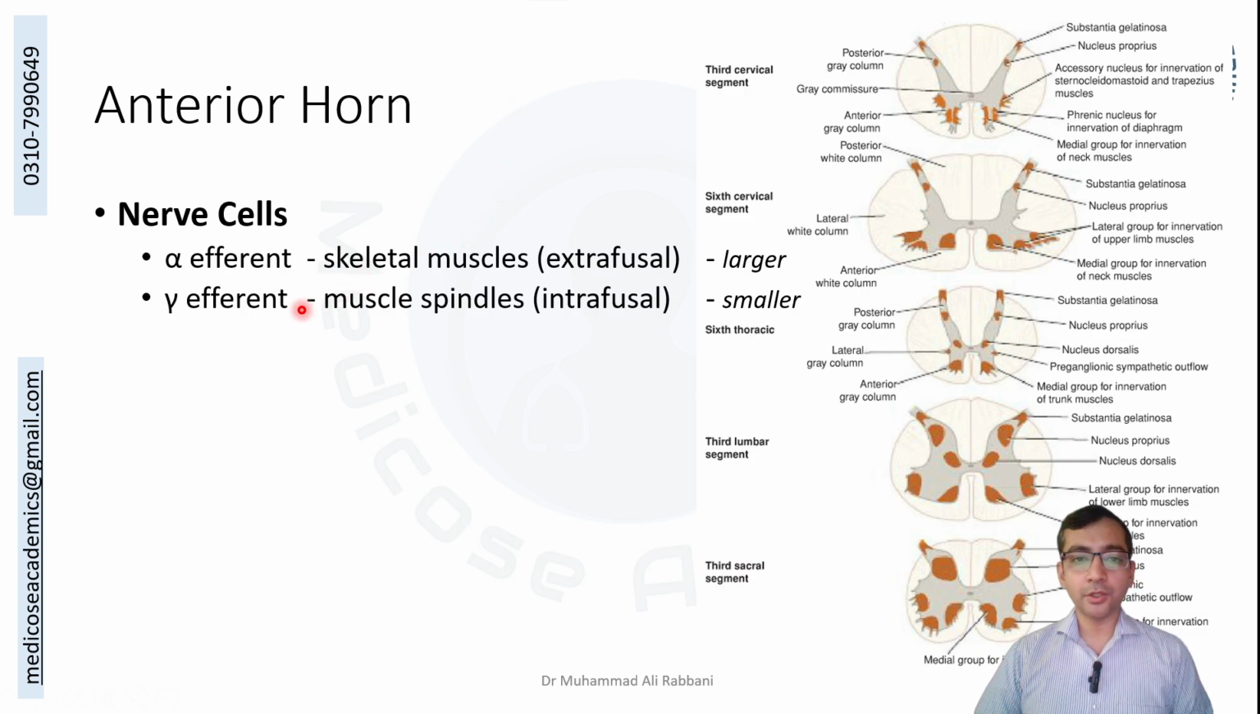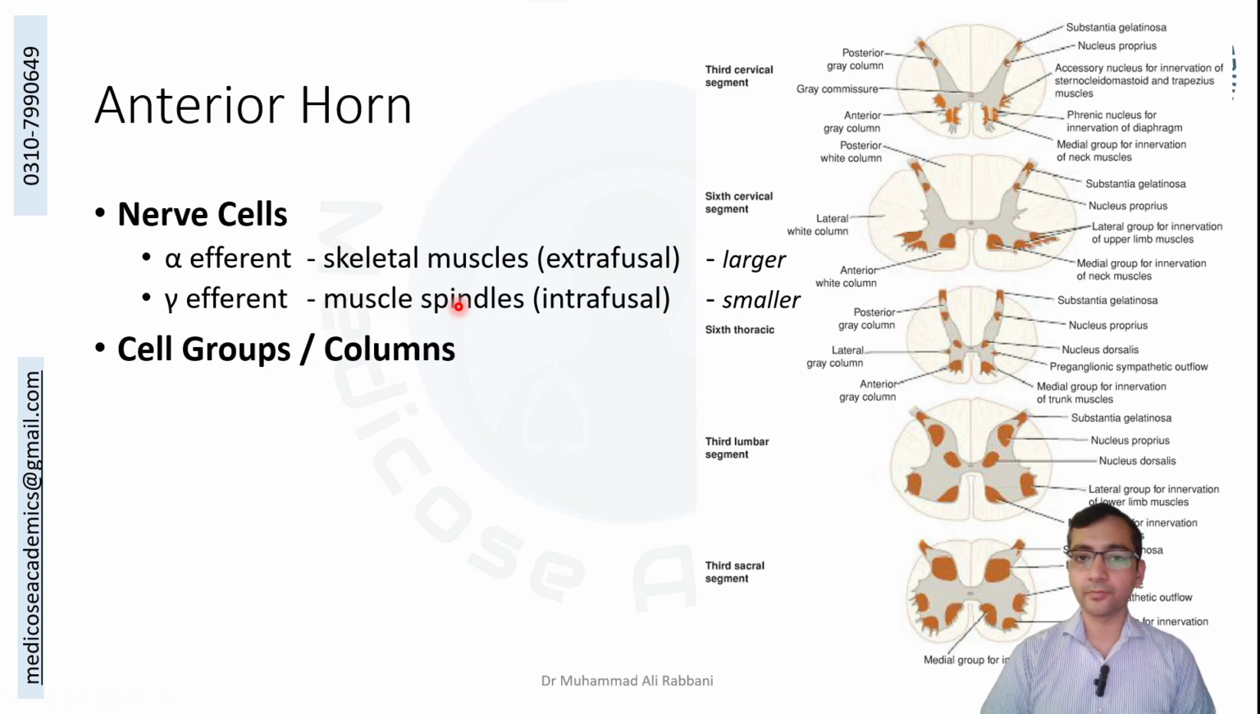So the gamma motor neurons, the gamma efferents, are part of the exiting neurons that are going to supply the muscle spindles, and by supplying them, they are going to adjust the sensitivity of the spindles. Then let us discuss these three groups.